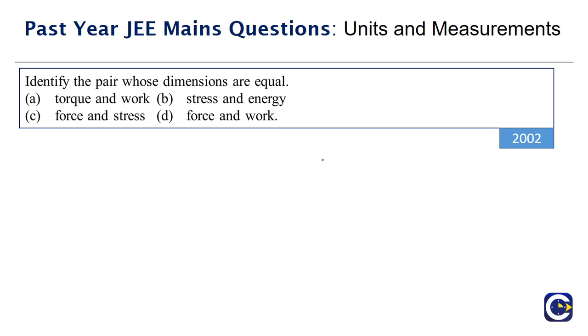We need to identify the pair whose dimensions are equal. So here four pairs of physical quantities are given. Option A, we have torque and work. Option B, we have stress and energy. Option C, we have force and stress. Option D, we have force and work. So we need to identify which of these pairs will have the same dimensions.